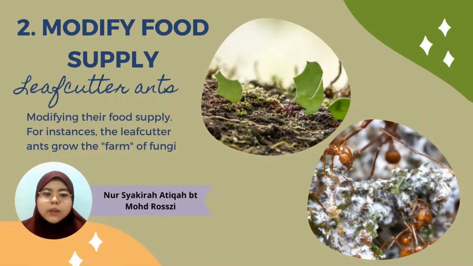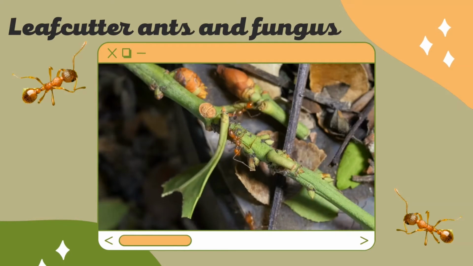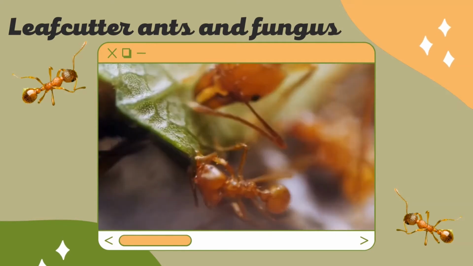The next technique used for acquiring food is the animal modifying their food supply. For instance, the leaf-cutter ants. The leaf-cutter ants grow a farm of fungi. At first, the leaf sections are brought into the nest by the ants.